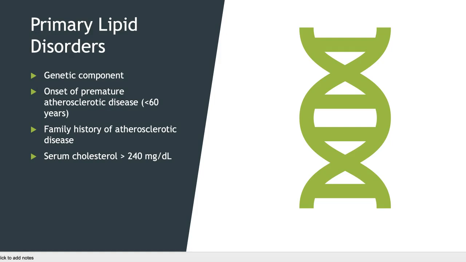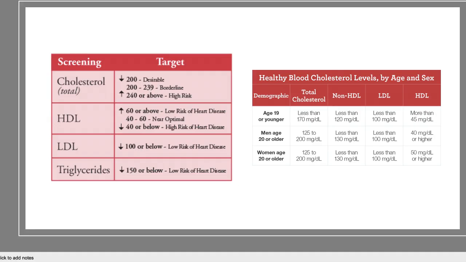Primary lipid disorders have a strong genetic component. These are patients that have onset of premature atherosclerotic disease, less than 60 years of age. There's a family history of atherosclerotic disease, and these are patients that have serum cholesterols greater than 240.